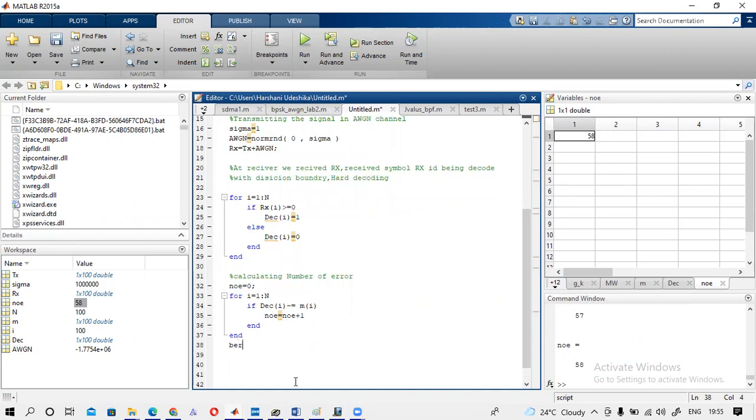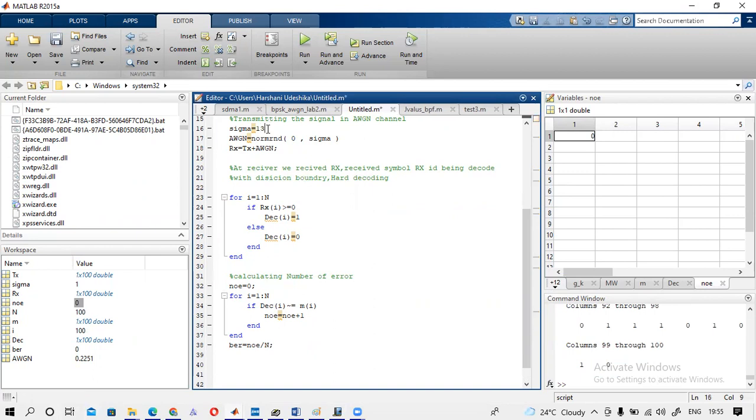So bit error rate is nothing but the number of errors divided by n. So this will be the bit error rate. Here the bit error rate is 0, and we will have 0 again, because we are using 1 here.